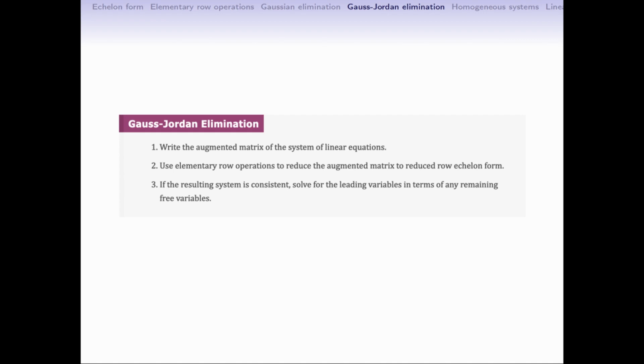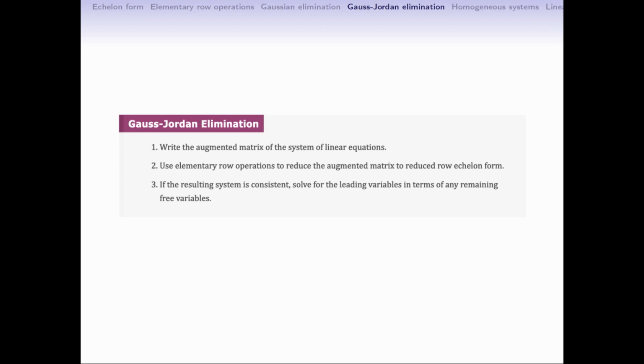So step 1 is to write the augmented matrix of the system of linear equations. Step 2 is to use elementary row operations to reduce the augmented matrix to reduced row echelon form. So this is the enhancement. Instead of going to merely row echelon form, we're going to go all the way to reduced row echelon form. And then in step 3, if the resulting system is consistent, we're going to solve for the leading variables in terms of any remaining free variables.